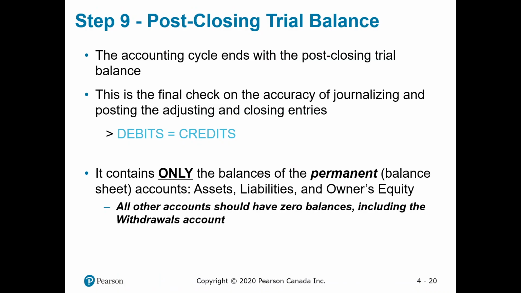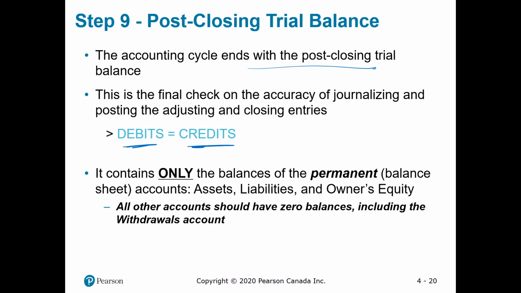So the accounting cycle, as I said, ends with this last post-closing trial balance. And it's our final check at the end of the year to make sure we've recorded all of our journal entries properly, we've posted them properly, and to make sure our debits equal our credits, because we always need to have that on our trial balance.